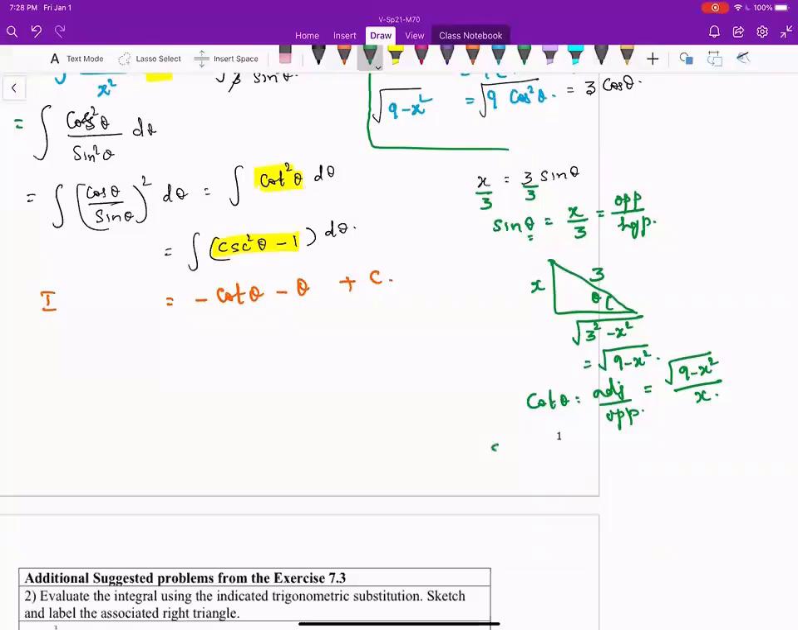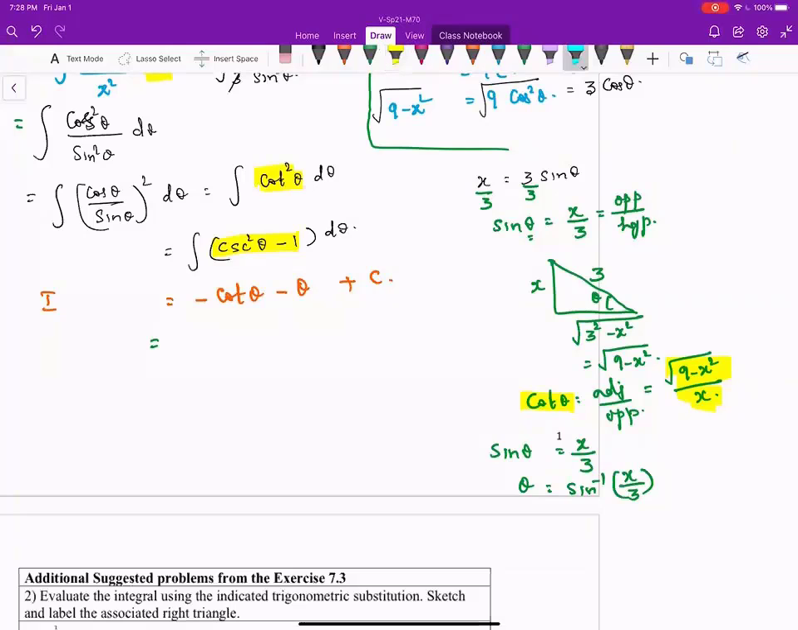Then from the fact that sine theta is x divided by 3, theta would be inverse sine of x over 3. So if we substitute all these values, cotangent theta is square root of 9 minus x squared over x, and theta is sine inverse of x divided by 3.